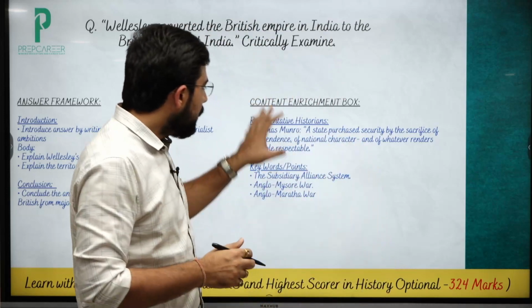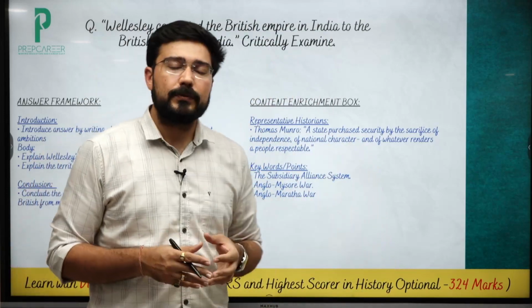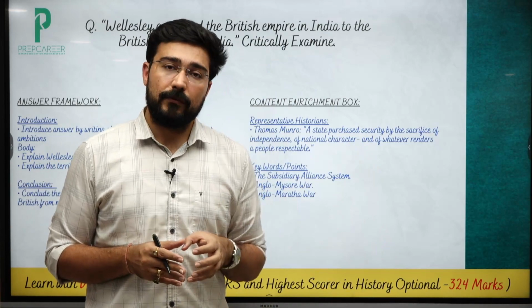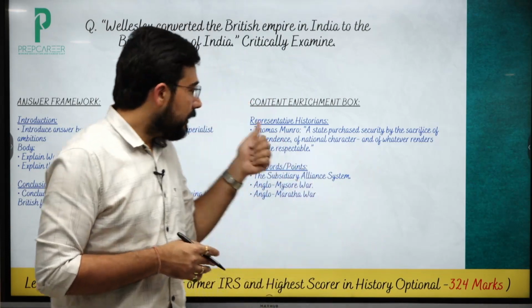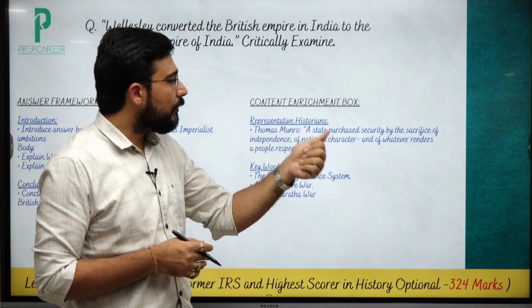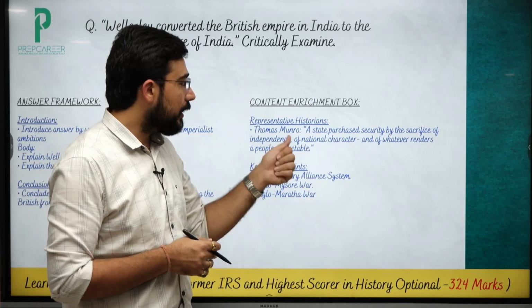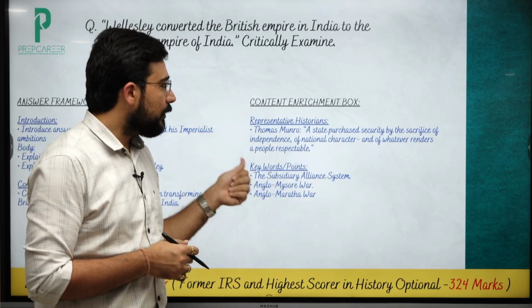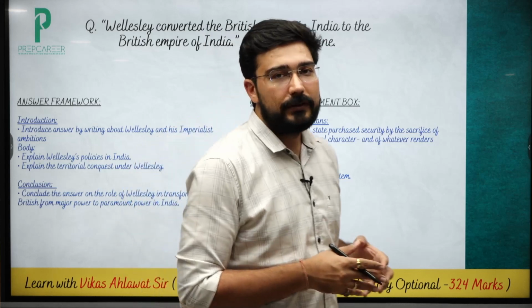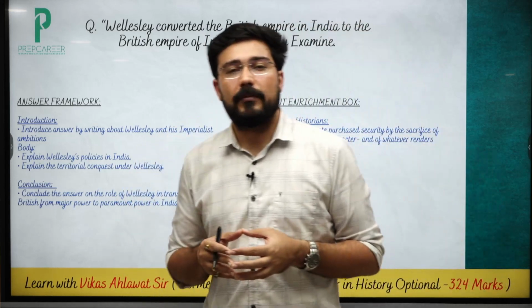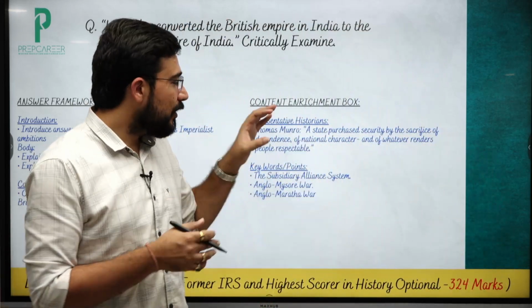And finally, you can even write the statement of Thomas Munro, because the subsidiary alliance system was started by Lord Wellesley. There is a statement: a state purchased security by the sacrifice of independence, of national character, or whatever renders a people respectable. This is what was said by Thomas Munro. This whole system of subsidiary alliance was a Trojan horse.